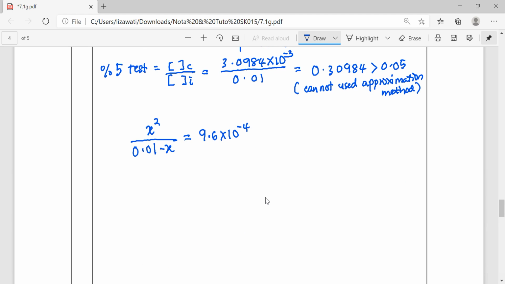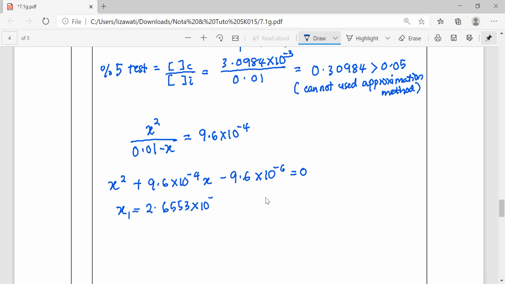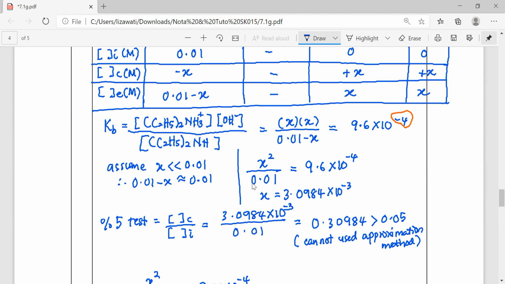Right, so find out the quadratic equation. Suppose you get x squared plus 9.6 times 10 power of negative 4x minus 9.6 times 10 power of negative 6 equals 0. Find out the two values of x. So x1, suppose you get, whereas for the x2 here, go back to our ICE table.